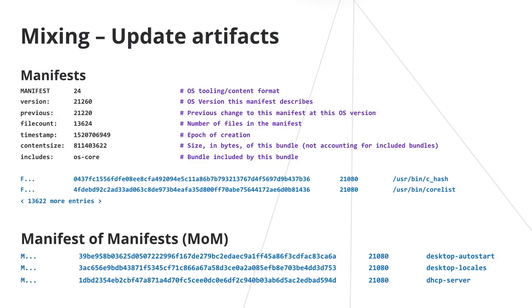Each manifest file is itself listed in a manifest of manifests, or MOM. The MOM is just like any other manifest, except that instead of listing files that are installed in the OS, it lists each bundle manifest file that is published for that OS release, along with the hash of the manifest file itself.